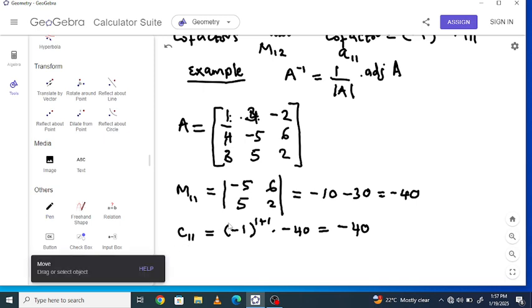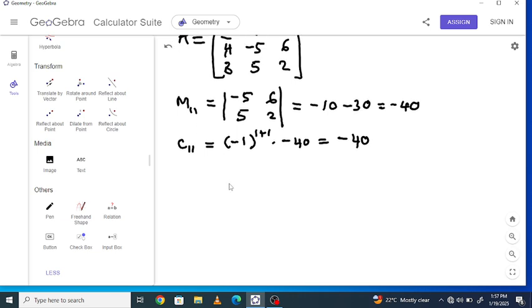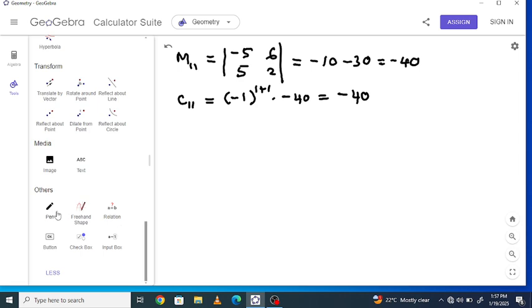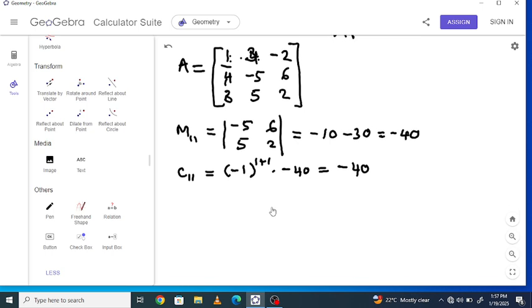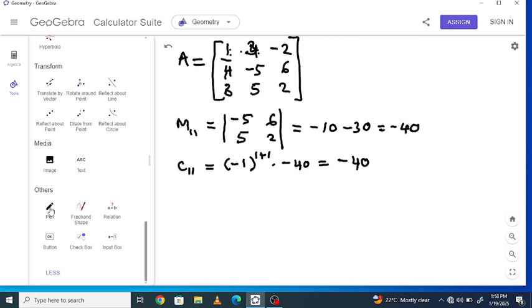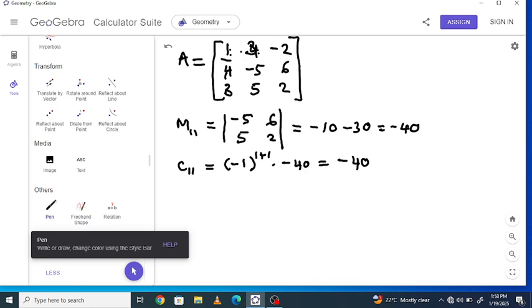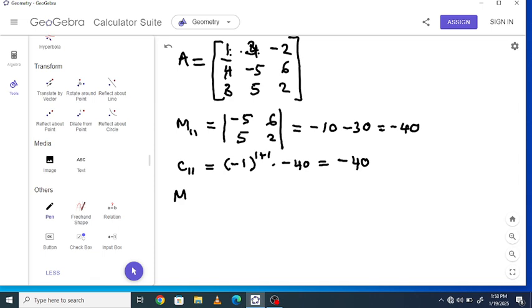We proceed to the second. We have M12, meaning it's in the first row, second column. We delete elements in the first row, second column only. We are going to be left with 4, 6, 3, 2.